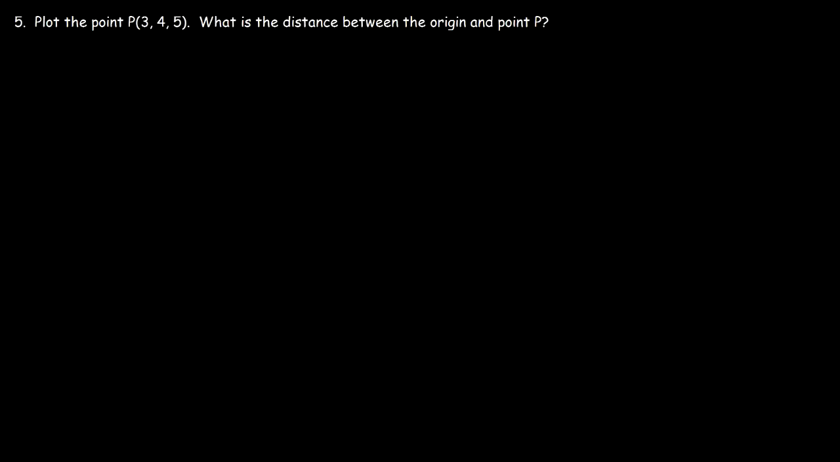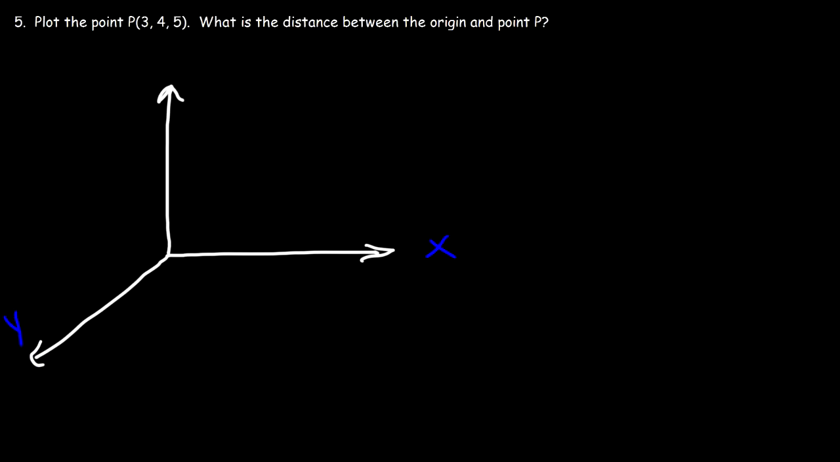Number 5. Plot the point (3, 4, 5). So let's start with that first. So let's say this is the x-axis, this is the y-axis, and this is the z-axis. So first, let's travel 3 units to the right. And then let's travel 4 units along the y-axis. So let me draw a line that's parallel to the y-axis and also one that's parallel to the x-axis.